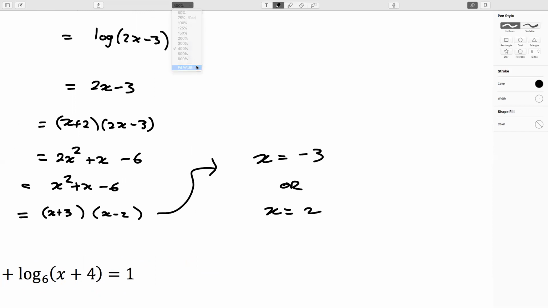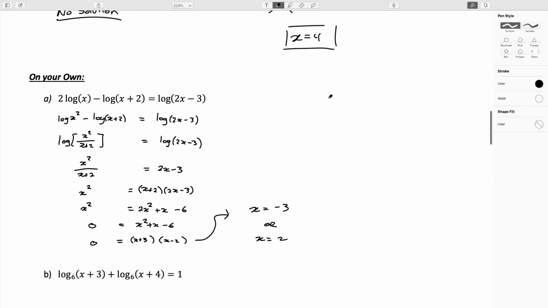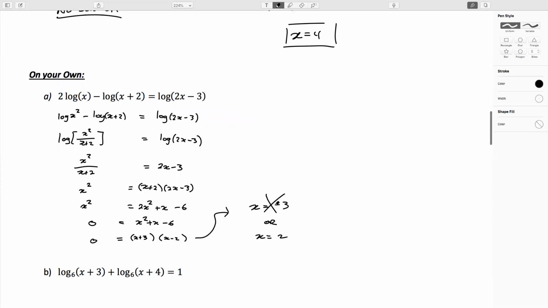We've got to go back to our original question now. And let's just use the first log because that's going to be an easy one to test out. Log of 2, that's allowed. Log of -3, that's not allowed. So because this gives us a negative argument, our only option is that x must equal 2.